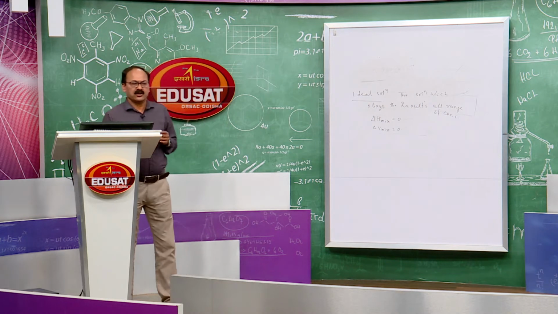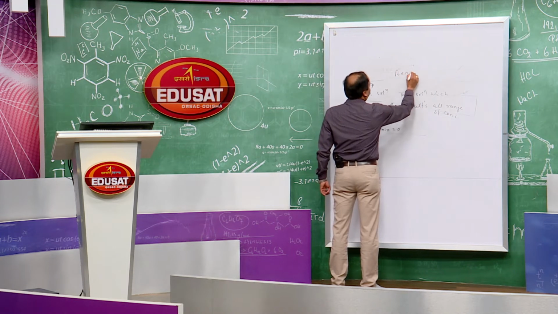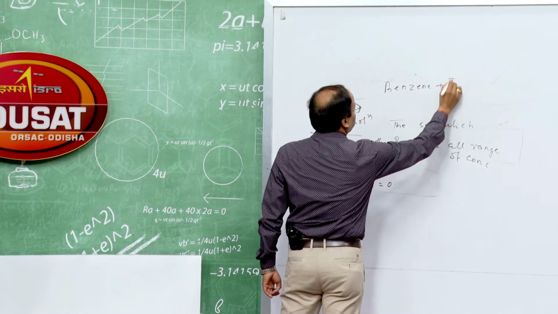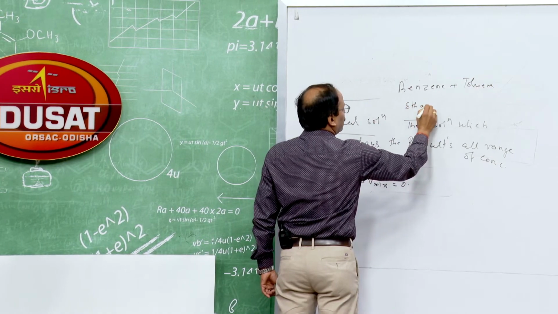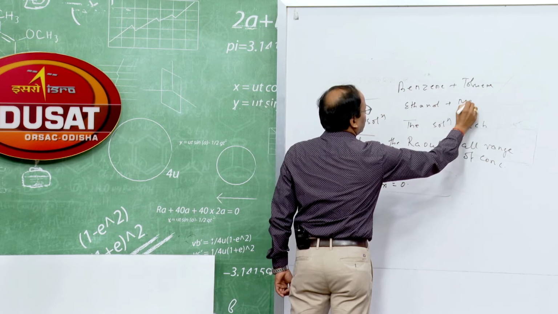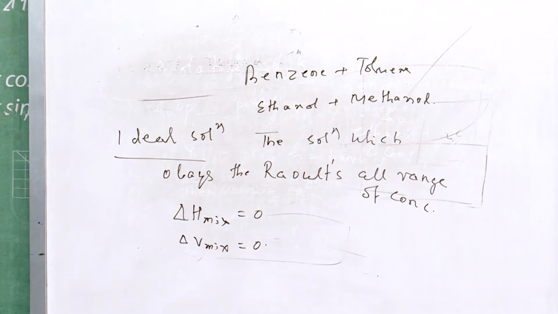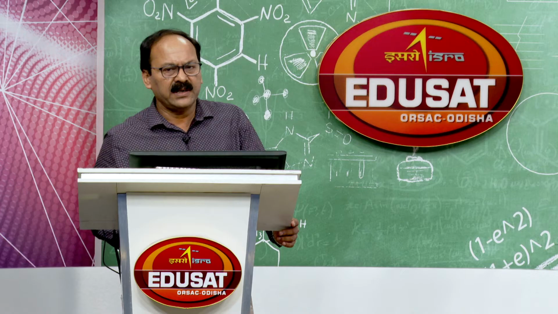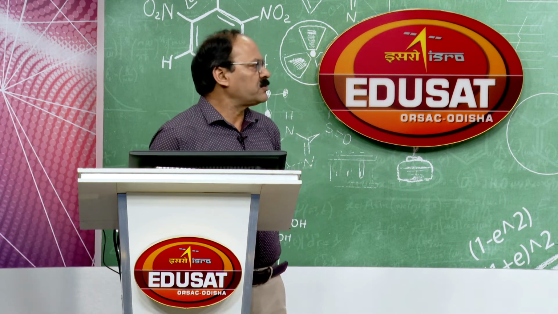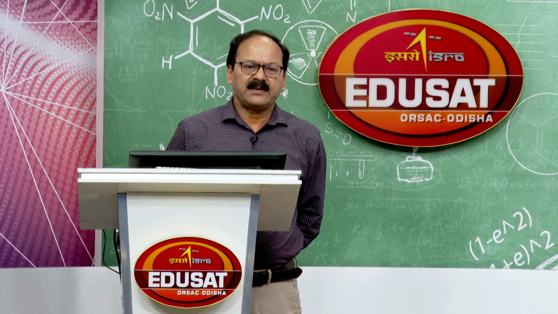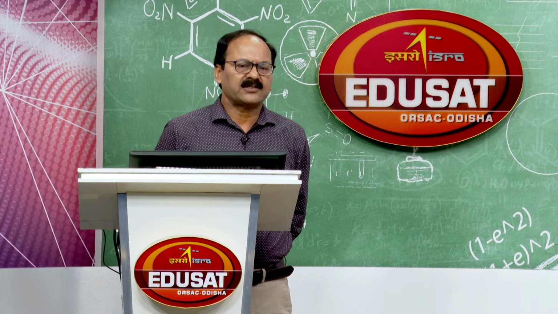That will be called the ideal solution. You can give the example of ideal solution. I have already told you: benzene plus toluene or ethanol plus methanol, this is an ideal solution. Already, I have told you what is an ideal solution: the solution which obeys Raoult's law, delta V mix is equal to 0, delta H mix is equal to 0. Now, we will go for the non-ideal solution.